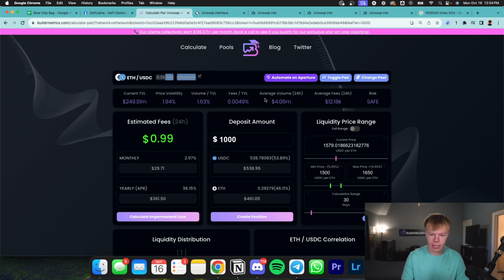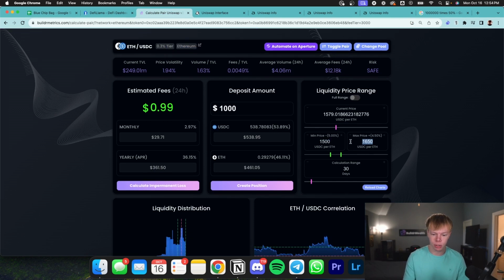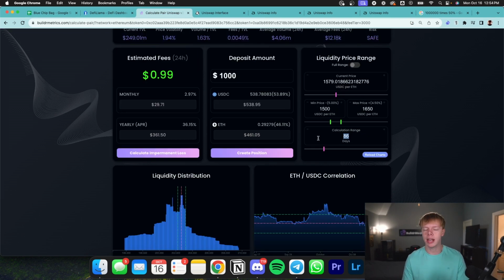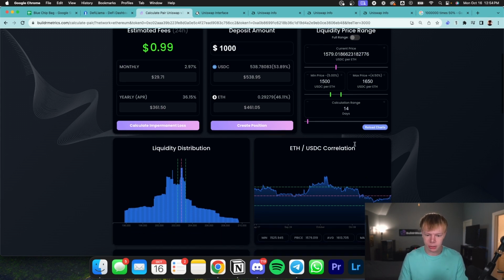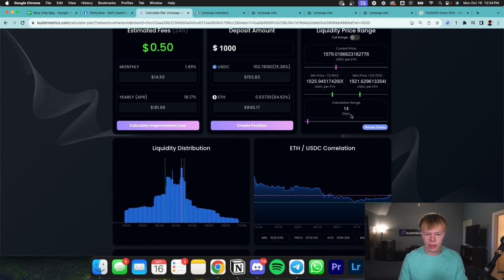Now, Builder Metrics is very easy to use. All you have to do is enter your min price, your max price, and your calculation range. Calculation range is basically how long you plan to be in the pool before re-ranging. So if it's 14 days, you'll type in 14 and reload the charts. If it's, let's just say, 28 days, type in 28 and reload the charts.